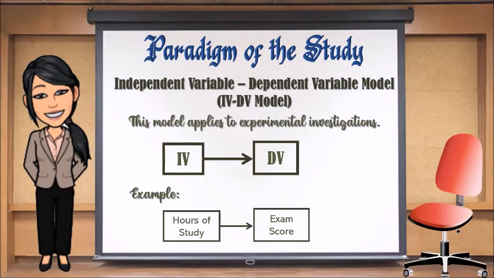The independent variable-dependent variable model, or IV-DV model. This model applies to experimental investigations. It is often represented in the visual format as IV → DV. Example: hours of study → exam score.